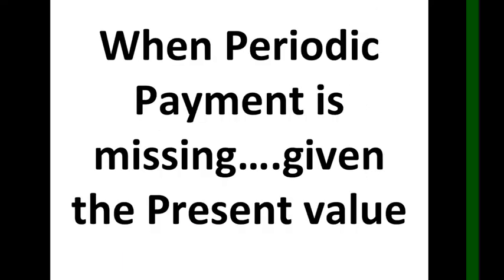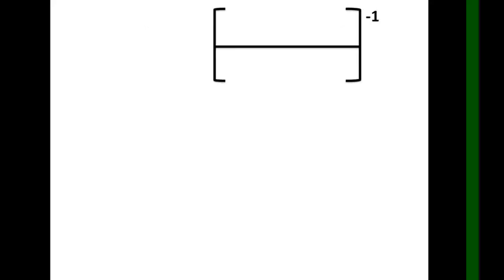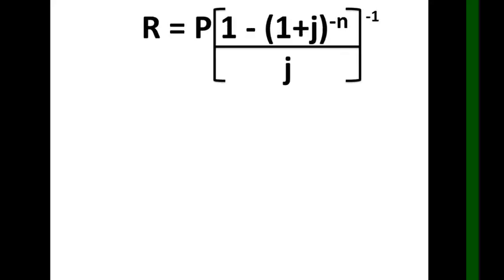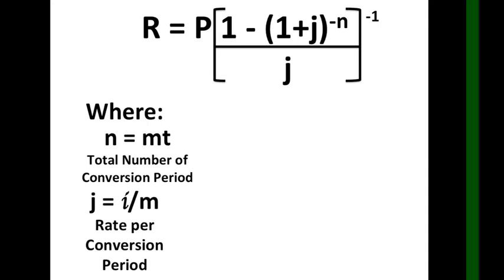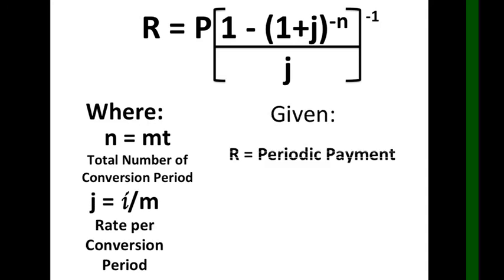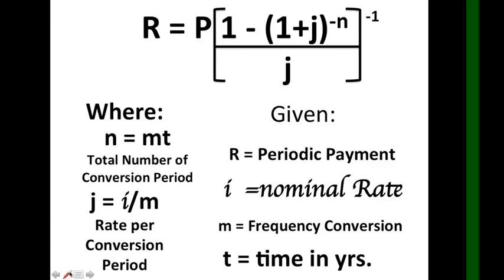Now, the third condition, when the periodic payment is missing, given the present value. So the second condition is when the periodic payment is missing, given the future value. For this one, given the present value, we need this formula: R equals P times the quantity 1 minus (1 plus J) raised to negative N, over J, where N is MT, the total number of conversion periods, and J equals I over M, the rate per conversion period. Okay, I think there's something wrong again here.